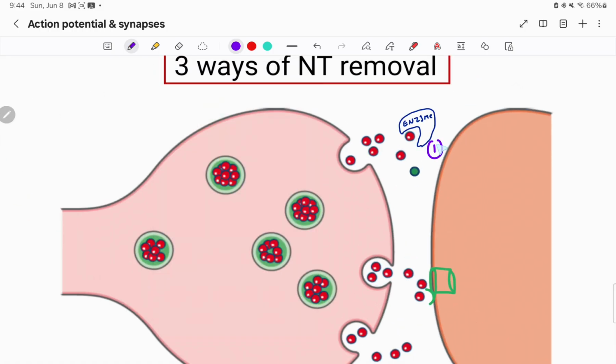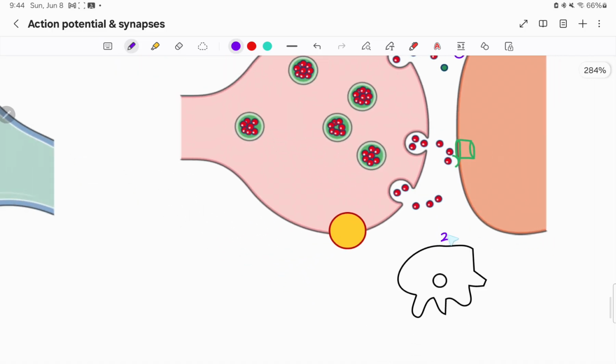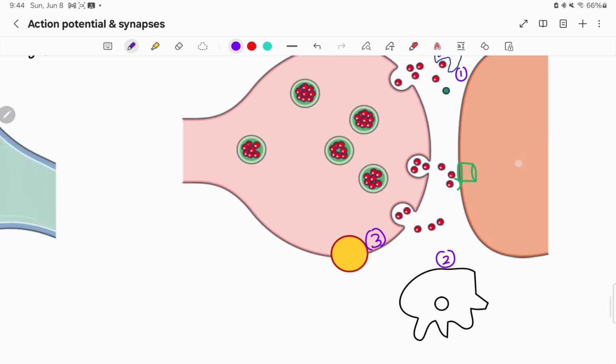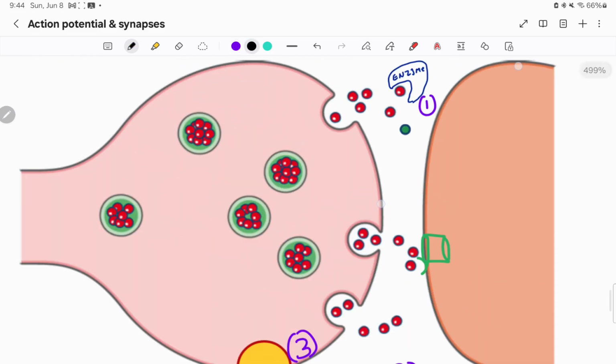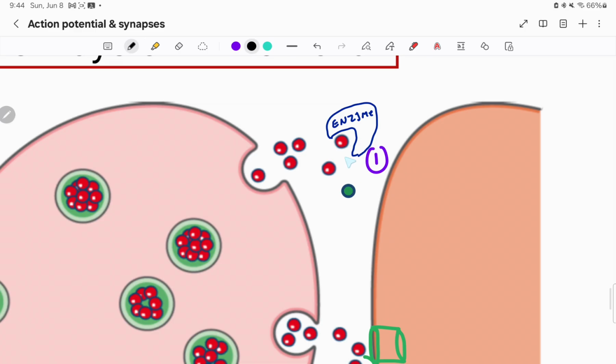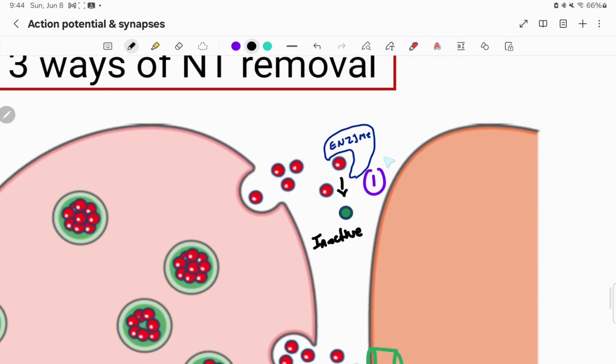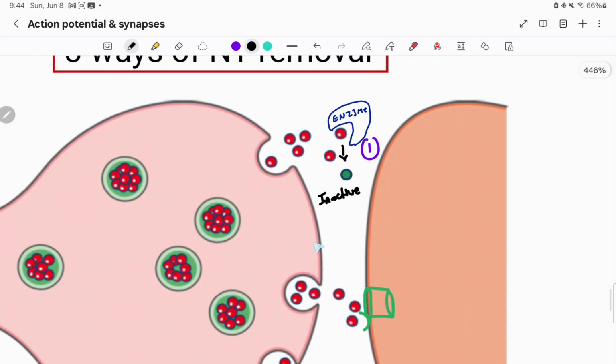I'm going to do one, I'm going to do two, and then I'm going to do three. One of the first ways is by enzymatic degradation, okay? So you will take this neurotransmitter which is red and active, and then we will turn it inactive into this green inactive thing with the help of an enzyme. This enzyme might be secreted from here, or it might be secreted from here, right? But it will reside inside of this cleft, the synaptic cleft, and it will degrade any neurotransmitters that haven't done their thing.